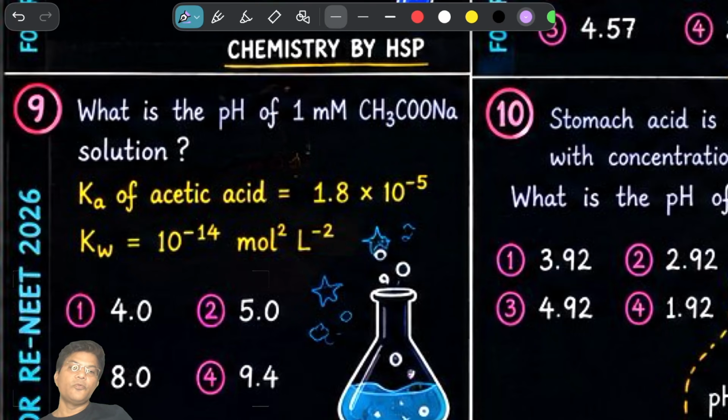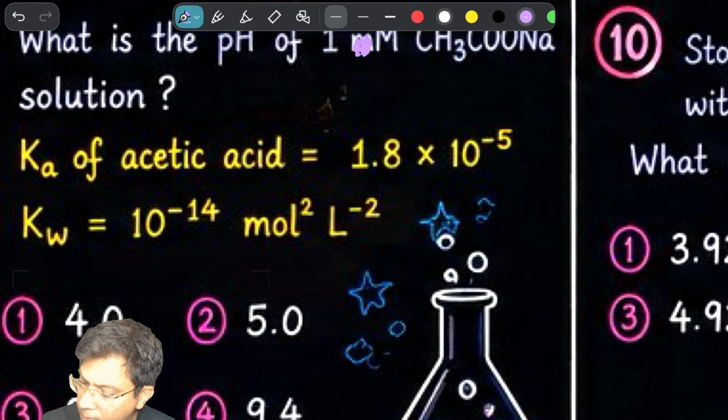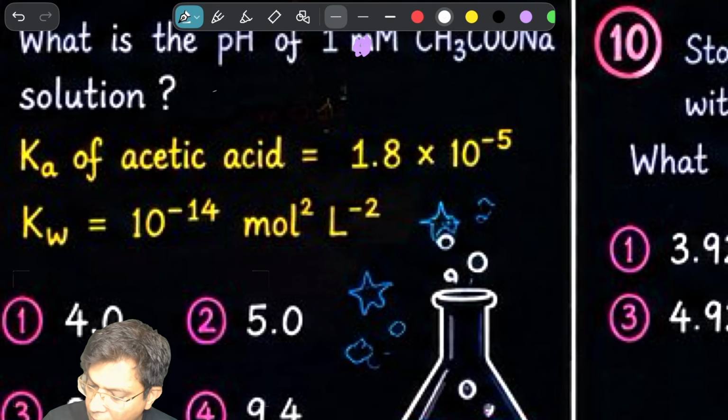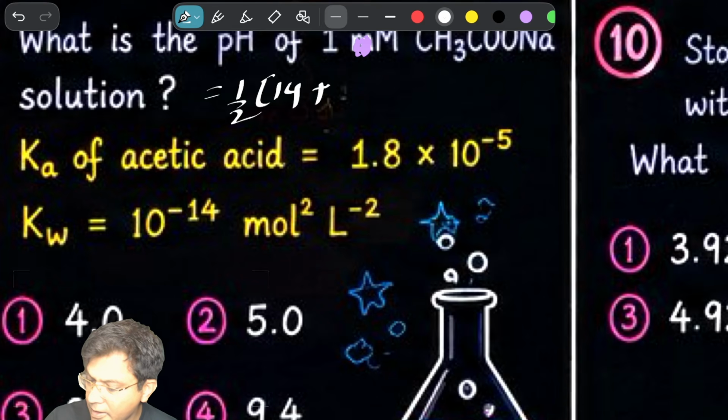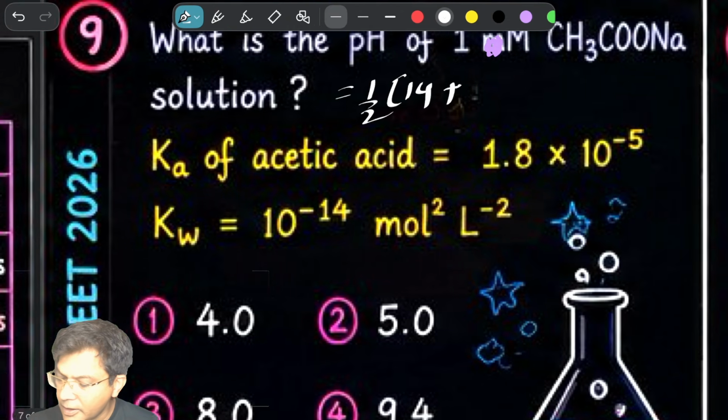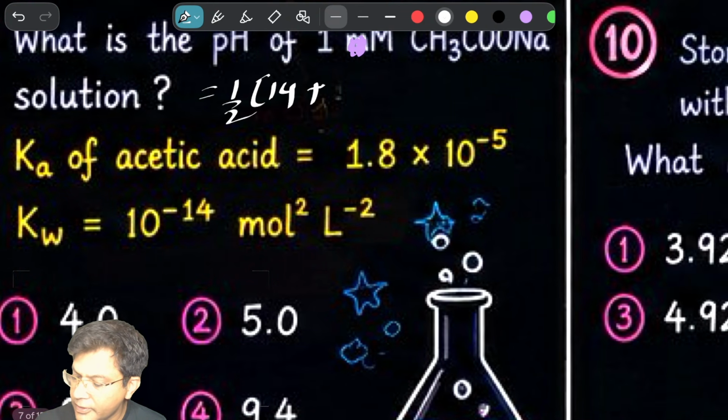What is the pH of 1 molar sodium acetate solution? Now you see, everything is given. So we will apply the formula of salt hydrolysis of salt of strong base and weak acid. So the formula will be pH is equal to half of pKw, pKw is 14, plus pKa, where pK is equal to minus log of K.